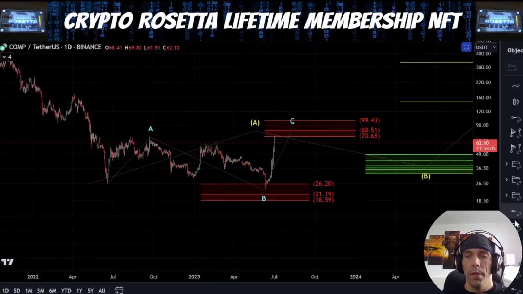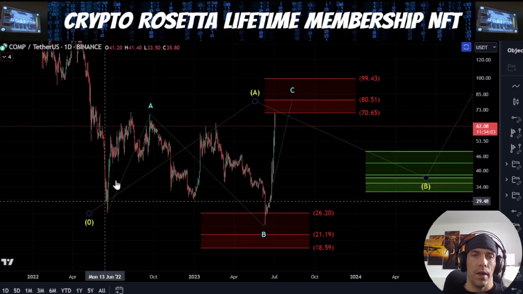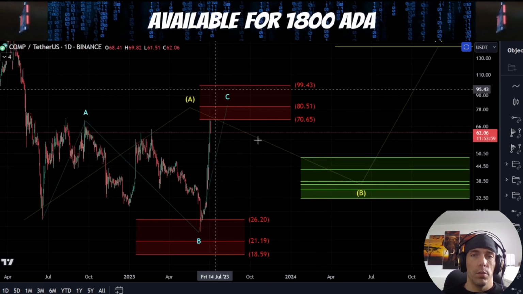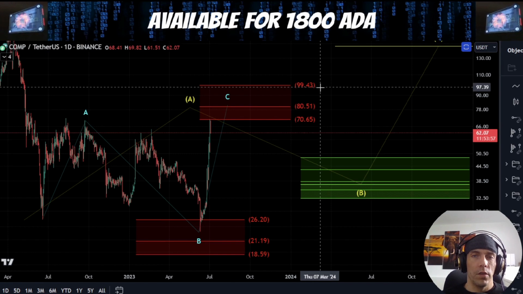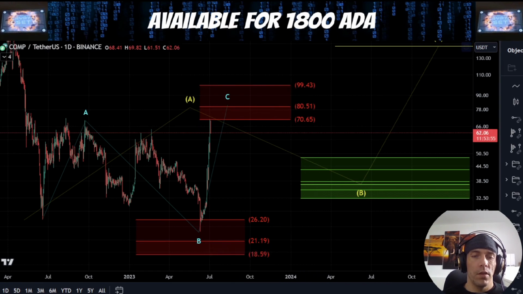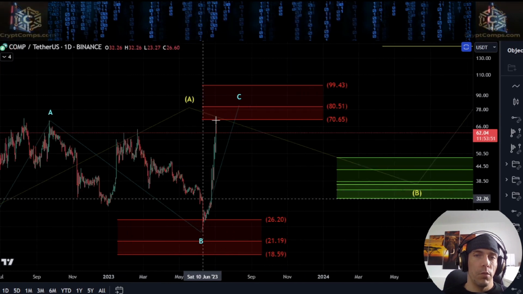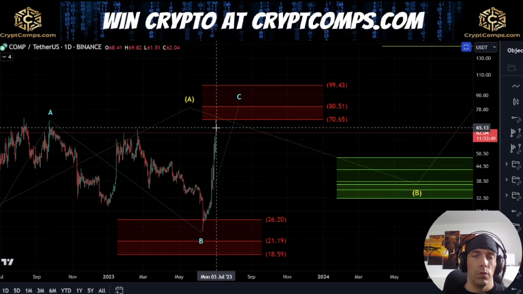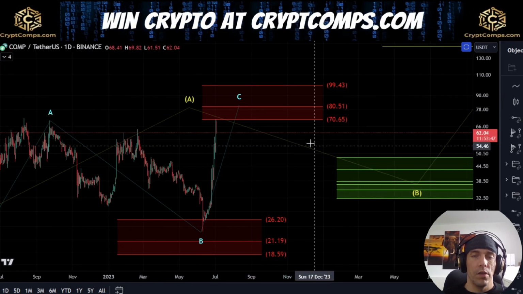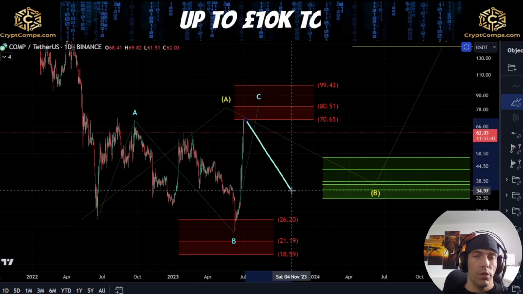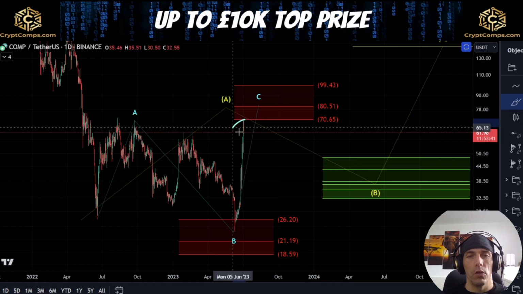It is possible that this whole structure here could be a flat, where this is A, this is B, and then we're looking for a C. Now the typical target area we're looking for is this 99.43 to the 70.65 area. So if we do see this push up into this region, we've already come and hit this 1.236 at this 70.65. So if we do start to reject down directly from this point, potentially we could have actually looked to complete here.